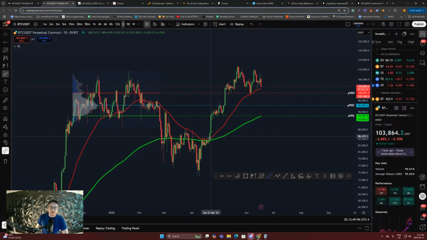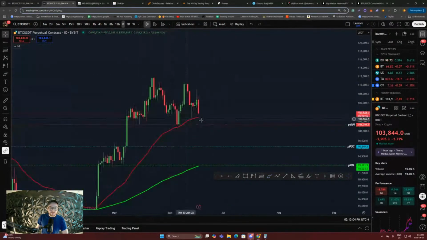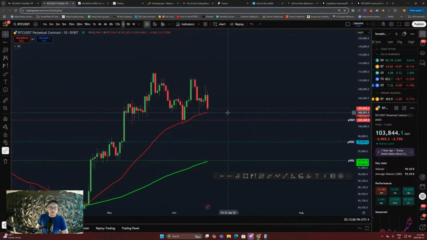Whenever you have that kind of behavior, you got to treat this like a demand zone, just like this right here. You treat this like a demand zone as well. So when we come back down to it, we're more likely to get a bounce off of it. And we're actually coming down to revisit that area alongside with the 50 EMA.